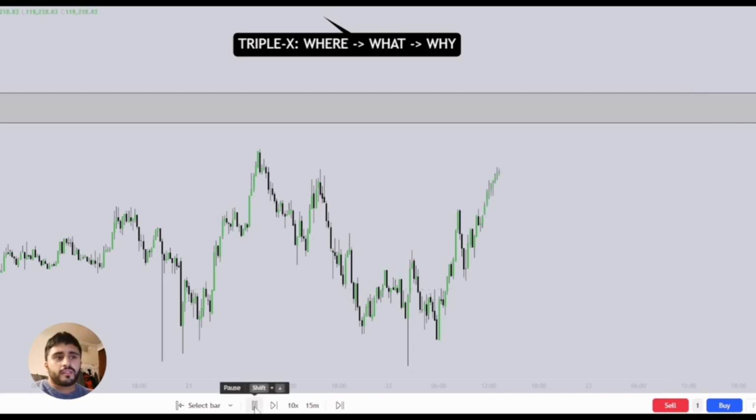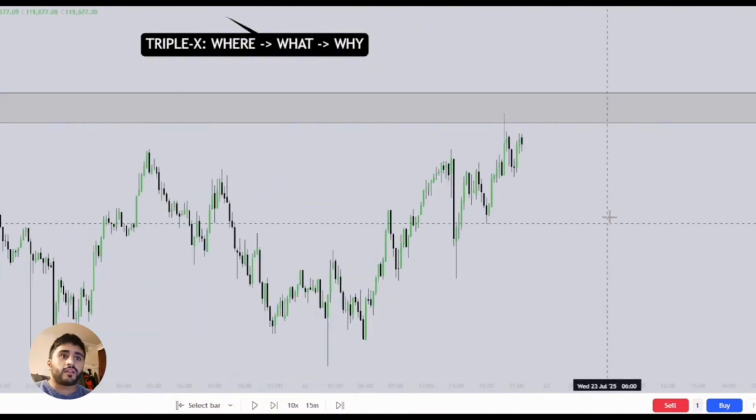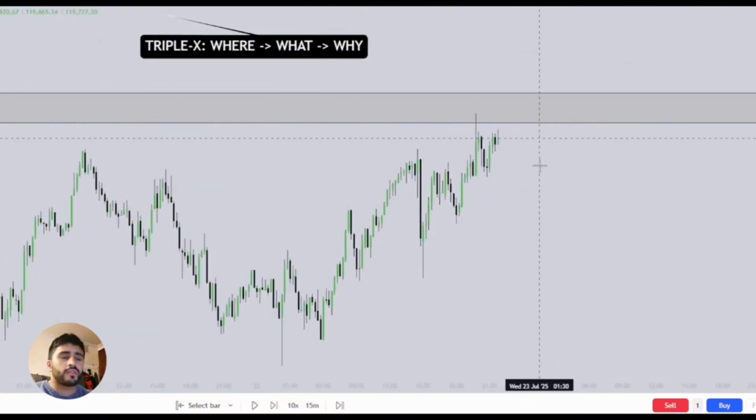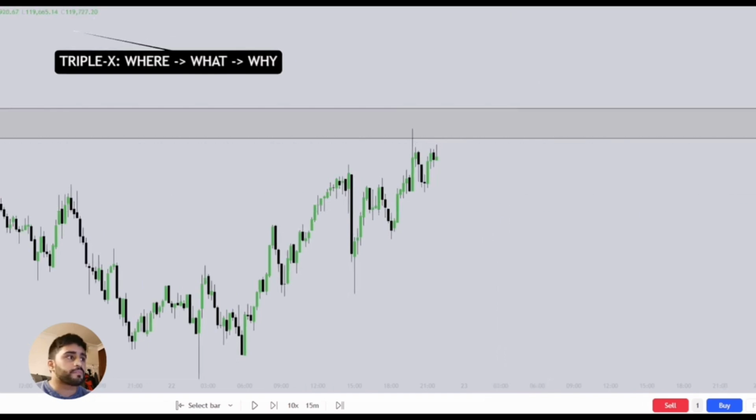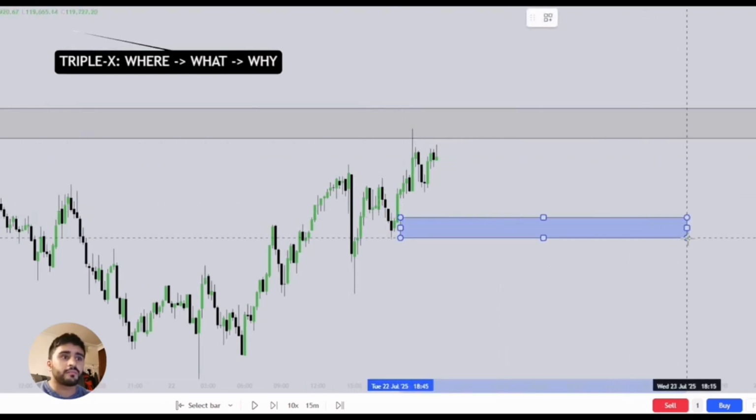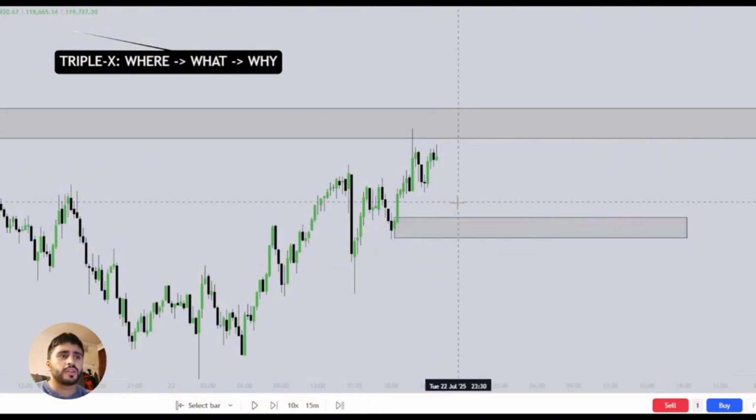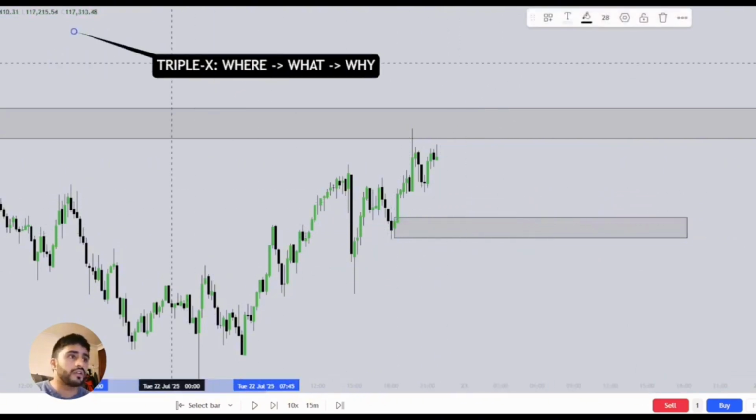So when price does eventually hit your POI like this, we're looking for some kind of reaction from this area. And we also have our second POI down here, which I'm just going to label in gray. Once you have these two POIs, what is it you are looking for?